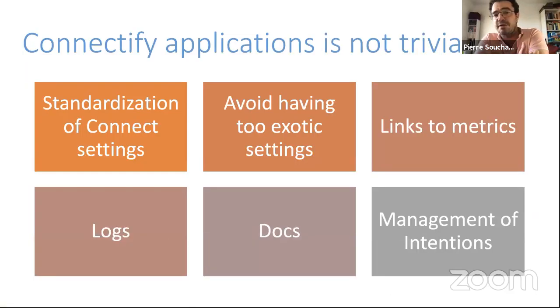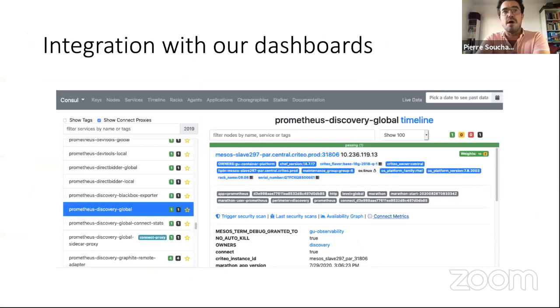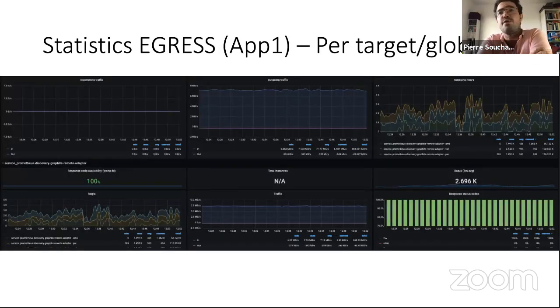The first was the standardization of all the features of Connect we wanted to use. To avoid using exotic settings, you also want links to the various metrics of Connect and of your proxies. You want logs, you want dashboards, management implementations. There are a few screenshots of our Consul dashboard that show a link to Connect metrics, if you see it on this slide. And whenever you click on this, you go to our Grafana graph for the correct service in the correct data center.